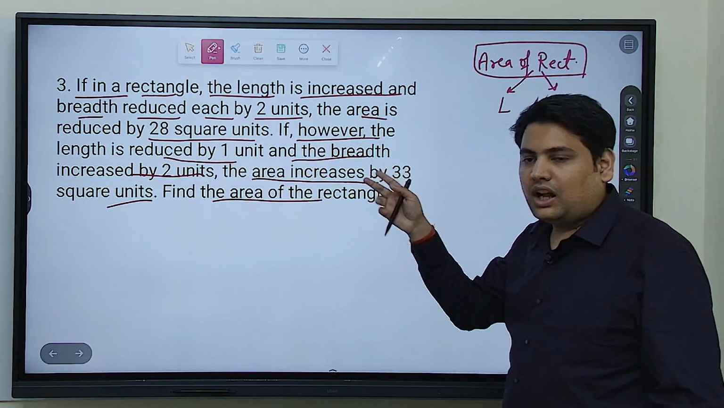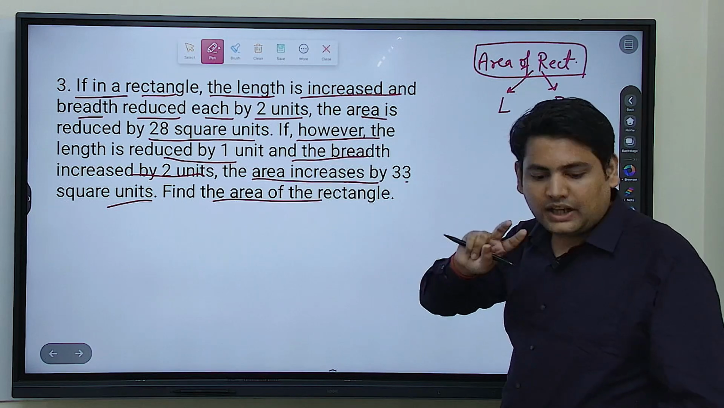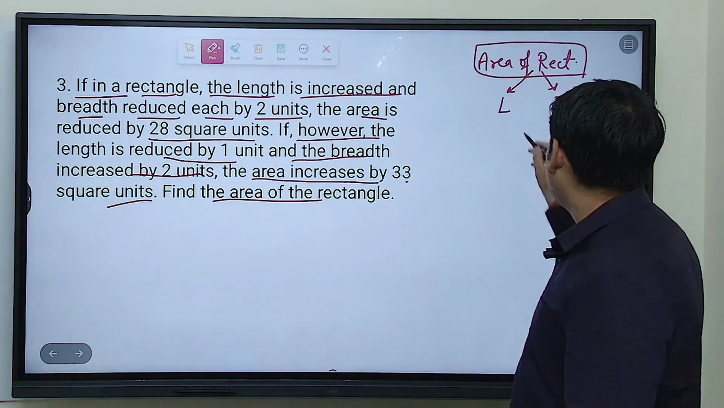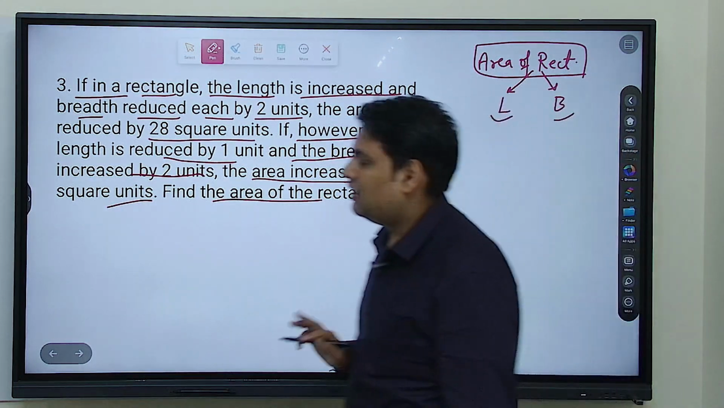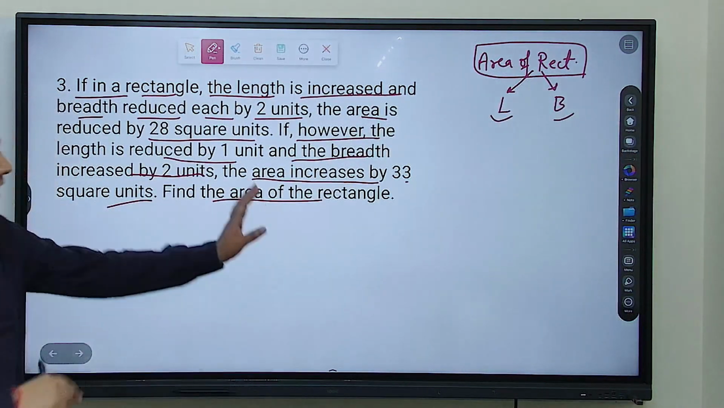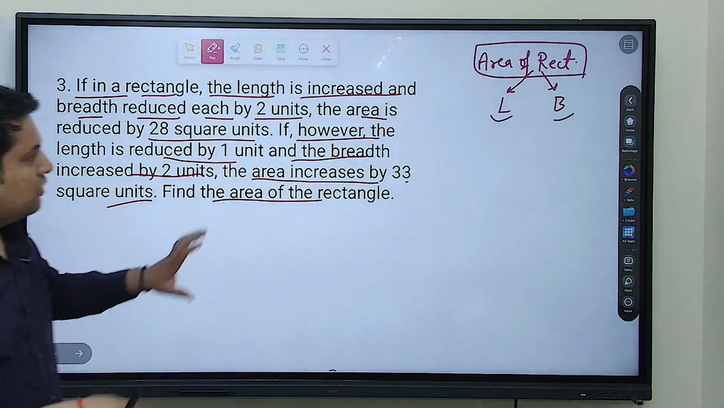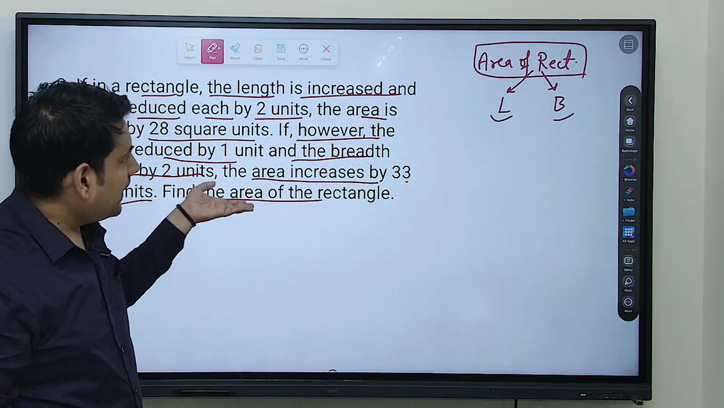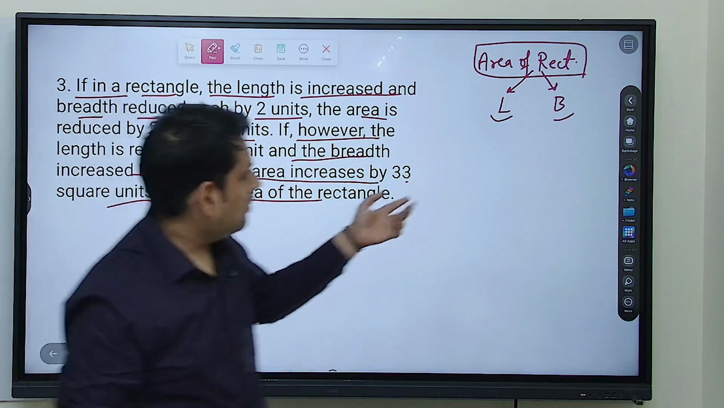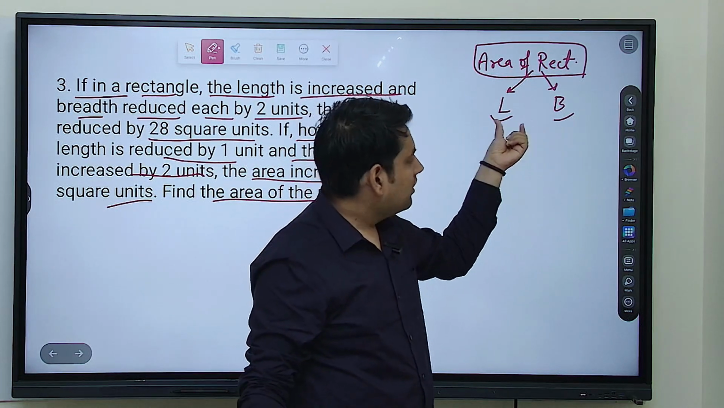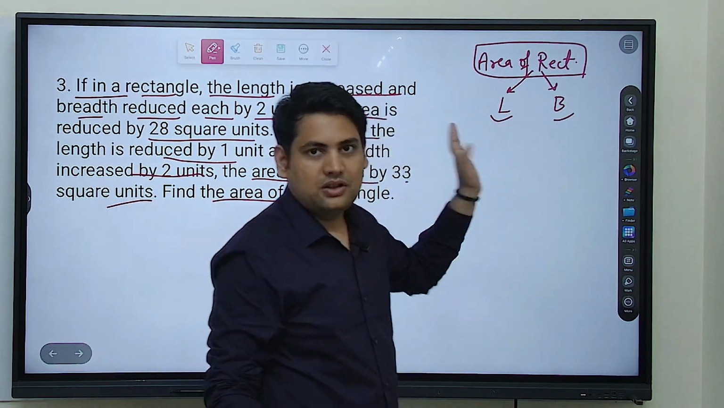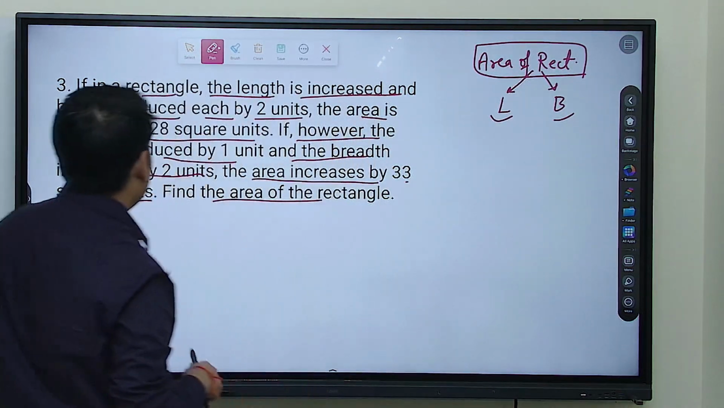Now from the other part of the question, you will get two equations which will help you get length and breadth, and then you can easily solve it. First thing, when you read a question, you just try to write what is asked in the question, what is something that you finally need to find, and those you then assign as variables. So length and breadth become your variables. Now just solve the equation.